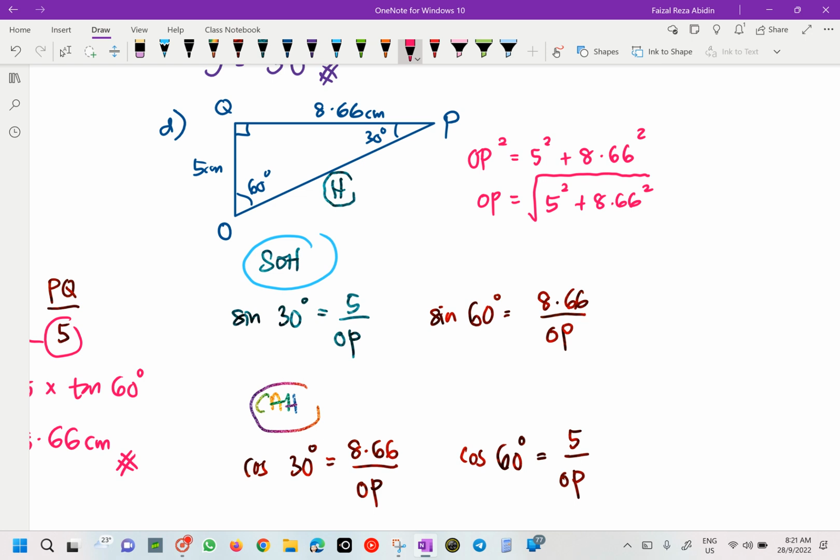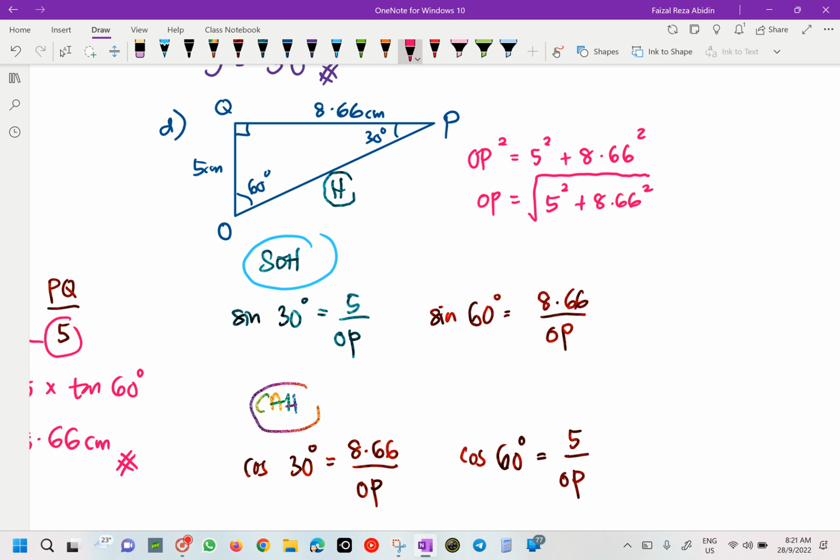There are how many methods? 1, 2, 3, 4, 5. Oh, 5 ways to find our OP there. Is it going to be the same? Only maybe the decimal, I think. So, which one you are going to have over there? Which one? You can use your calculator, find for the OP, what do you get?